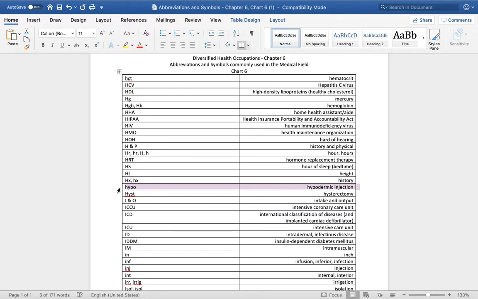Hypo. So this is hypodermic injection. This means going just below the surface of the skin, just below it. And we do a hypodermic injection for TB tests, and you kind of see it bubble up a little bit. But that is a hypodermic injection, meaning hypo, under or below, dermic, pertaining to the skin.